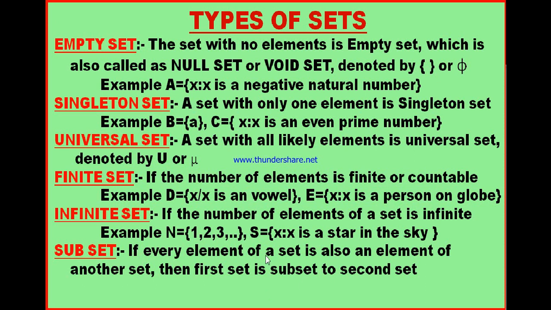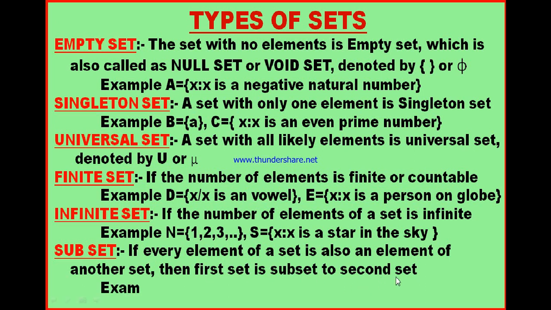If every element of a set is also an element of another set, then the first set is a subset of the second set. This I shall repeat. If every element of a particular set is also an element of another set, then the first set is said to be a subset of the second set. If there are two sets, and all the elements of the first set are also elements of the second set, then you can say that the first set is a subset of the second set.